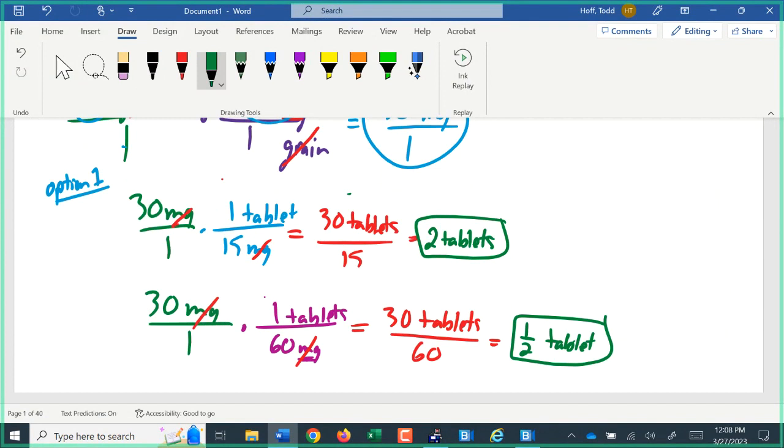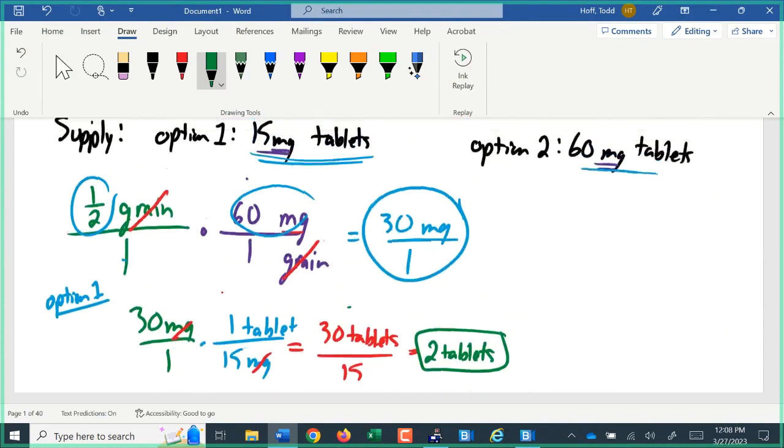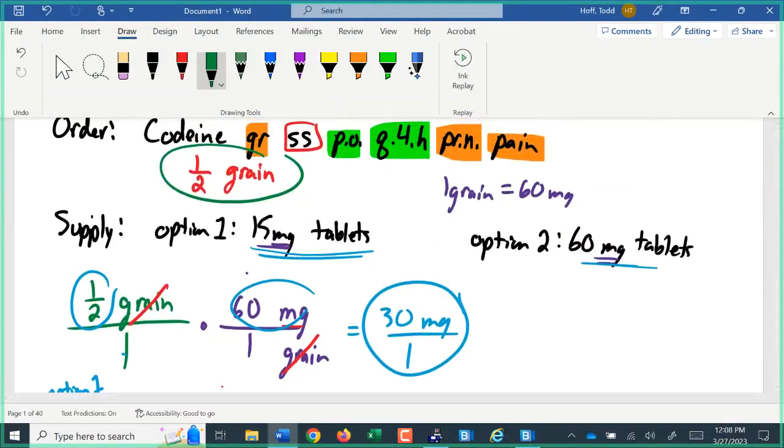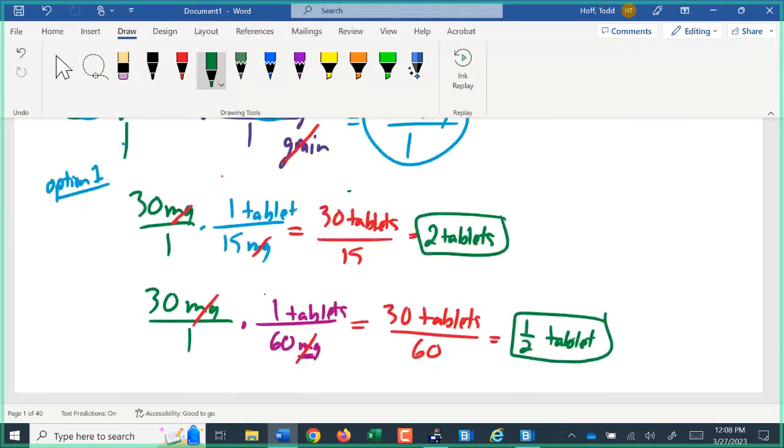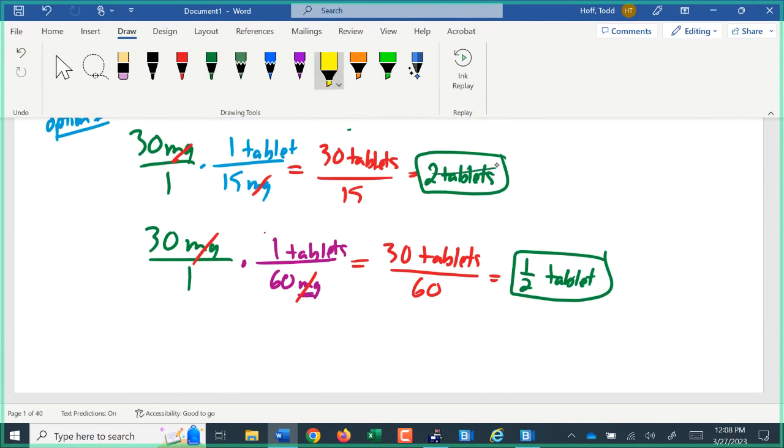So we have a choice. We either give 2 of the 15 milligram tablets or 1/2 of the 60 milligram tablets. Codeine is a little bit more of a sensitive medication as a pain medication. So it would probably be more precise to give 2 of the 15 milligram tablets, just because when you split a tablet, even if you use a pill cutter, it's not always perfect right down the middle. One side usually gets slightly larger than the other. So I would say better to go with the 2 smaller tablets, but either of those dosages would be correct.